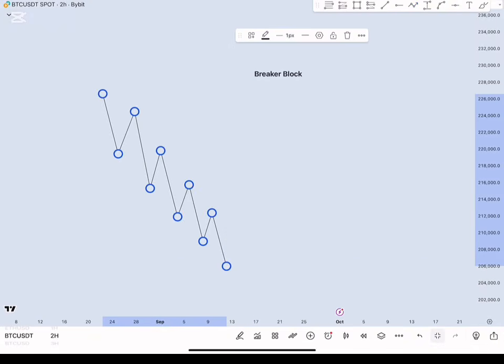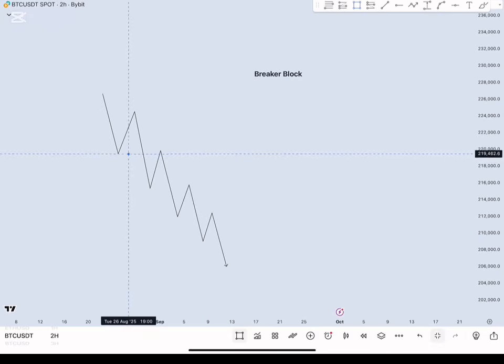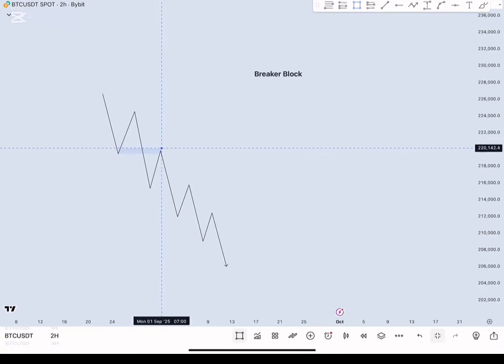So now, where are we expecting this breaker block to be? Our breaker block is expected to be at our lower lows, in a downtrend. This is for a downtrend, while for the uptrend, the breaker block is expected to be at our higher highs. So our lower low is where we are expecting the breaker block to be, which is right here. This is our breaker block here.